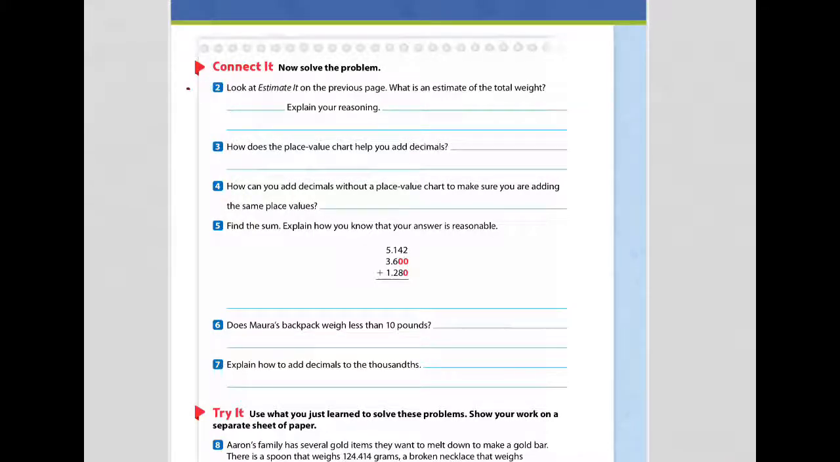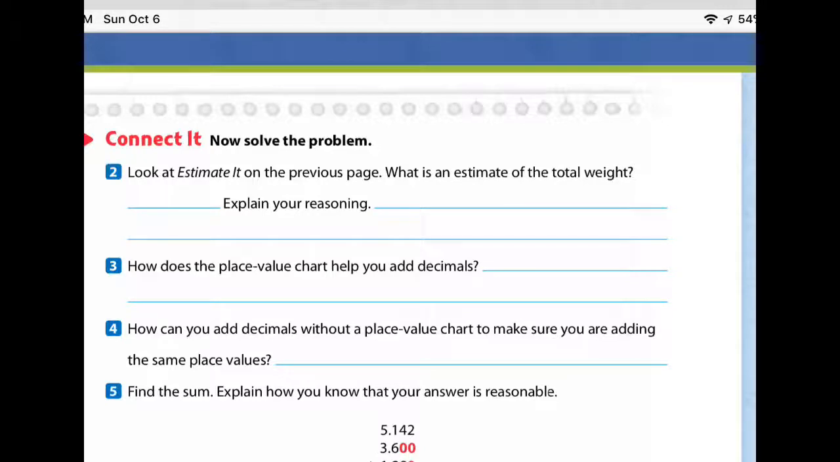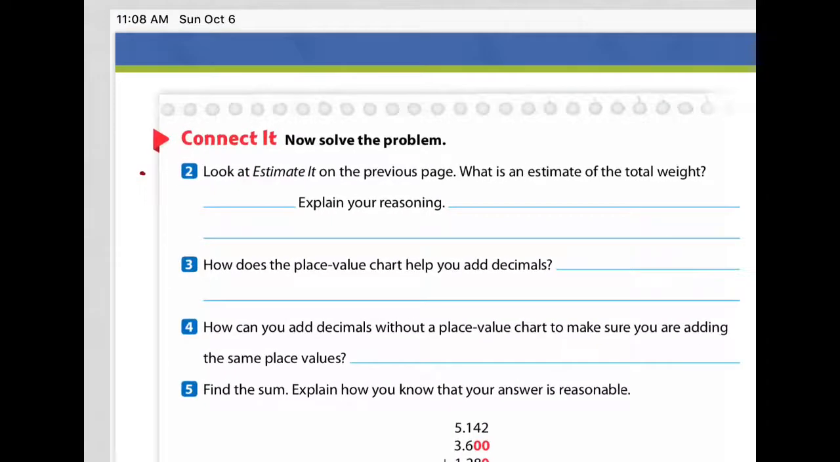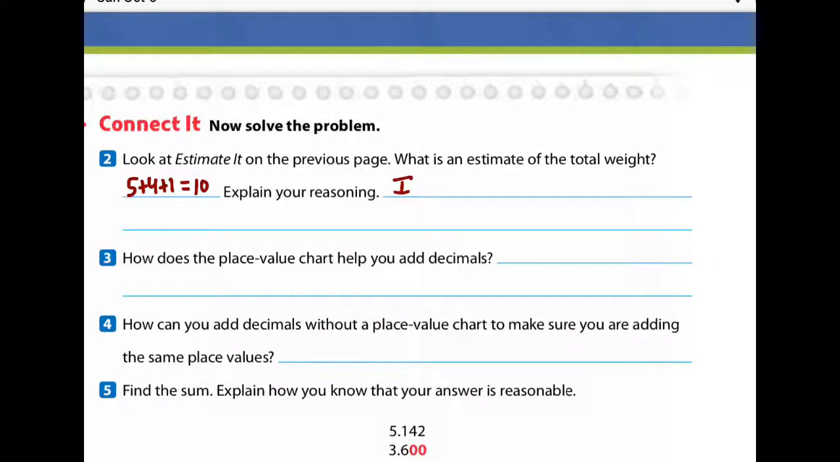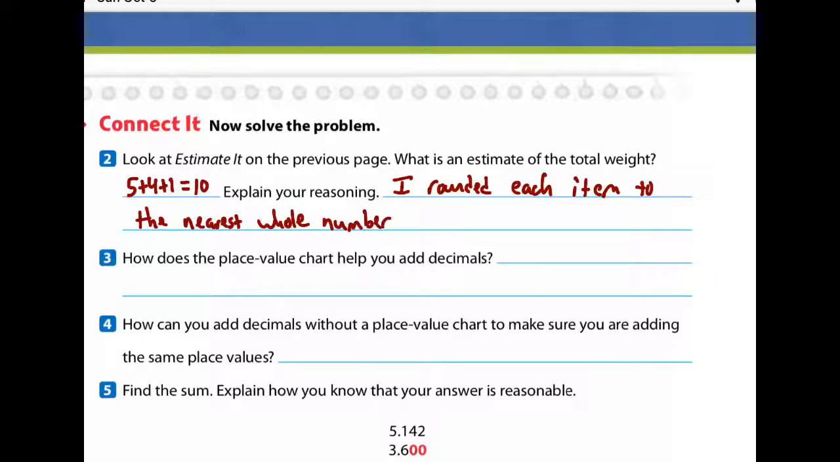So 2 says, look at the estimate on the previous page. What is an estimate of the total weight? Explain your reasoning. Now an estimate, remember it was 5 plus 4 plus 1 is 10. Now explain your reasoning. I would just say I rounded each item to the nearest whole number and added.